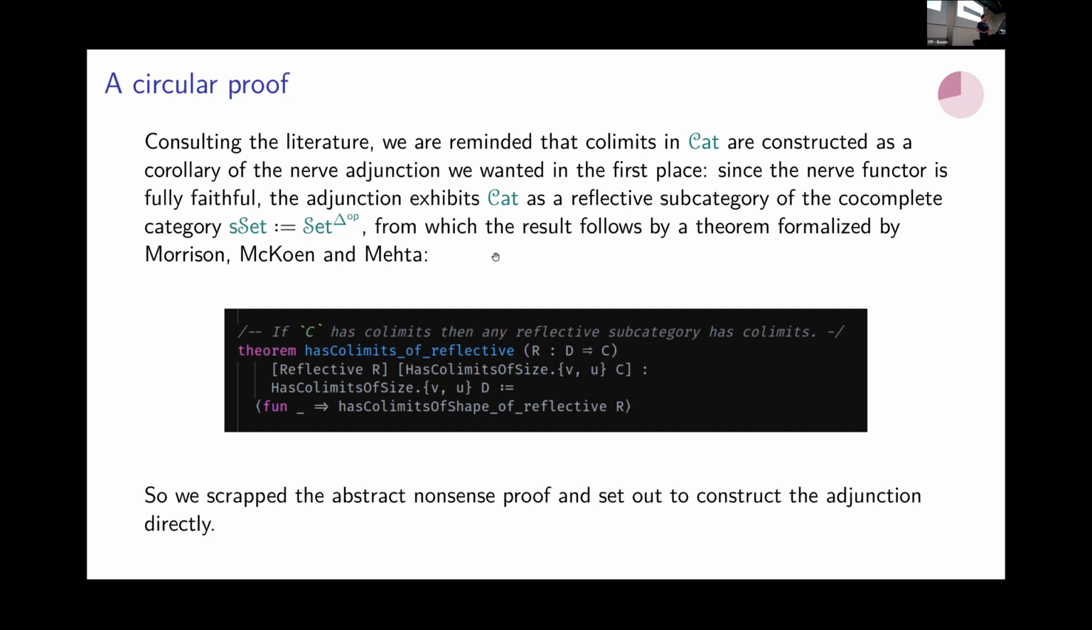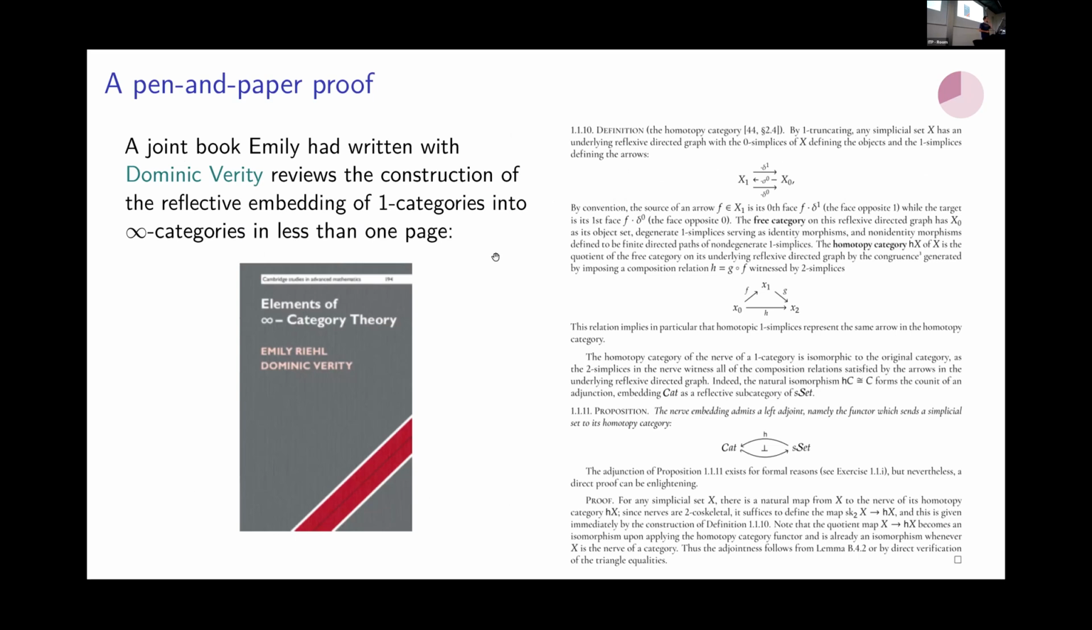Okay, so fine, we'll try something else. So how do we actually construct this adjunction? Emily had actually written a book on this, well, not just on this, but on lots of things, and this was one of them. You know, it's a one-page proof. You can see the beginning to the end. That's the whole proof there.